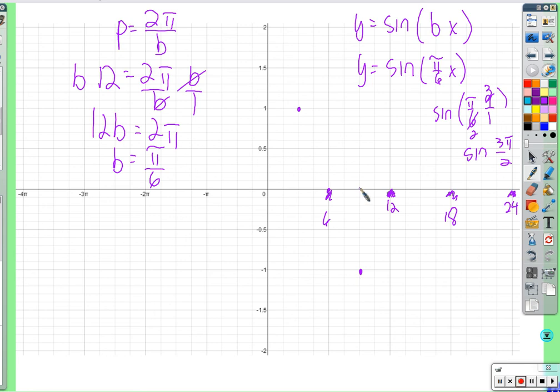So by putting in 9 and multiplying by pi over 6, we would have taken the sine of 3 pi over 2, which puts it at its minimum value. Put in 12, you can bet, you get 0 again. And then we put in 15, 18, and then 21, and then 24. Let's get that one down.